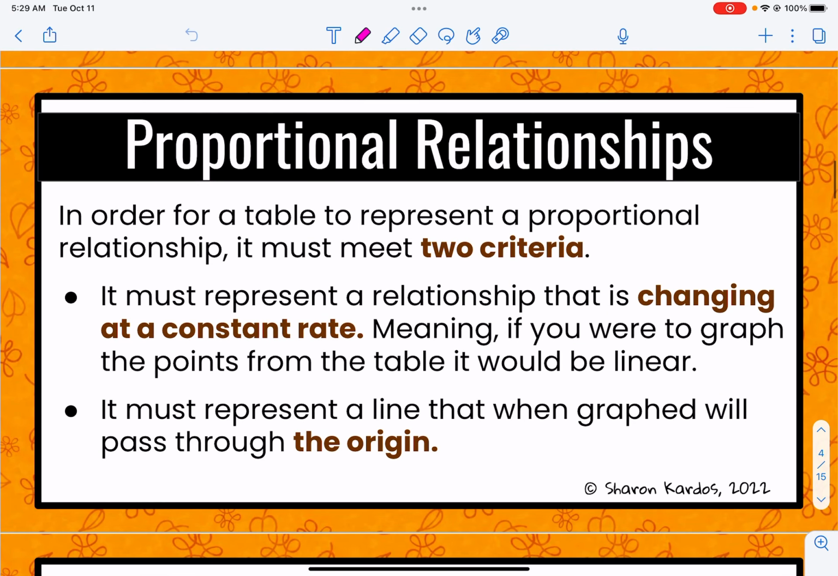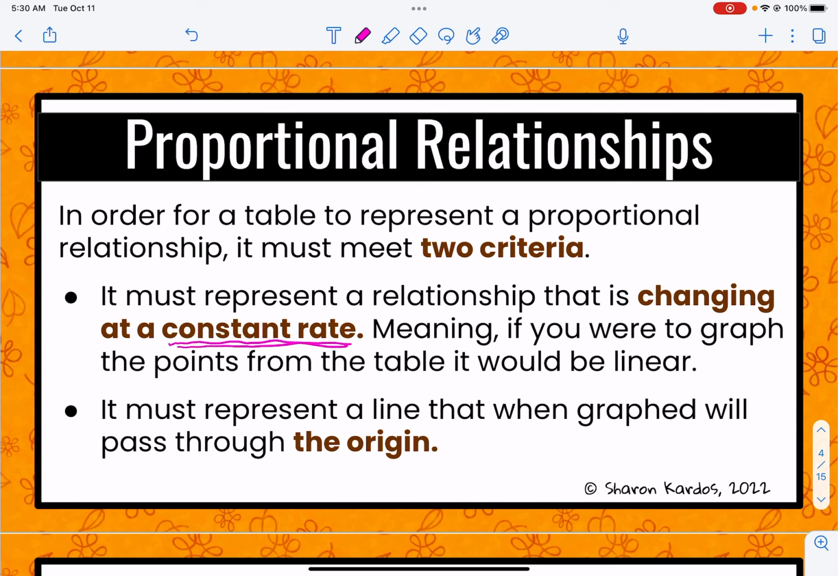So when we're talking about proportional relationships, in order for a table to represent a proportional relationship, it must meet two criteria. The first is that it must represent a relationship that is changing at a constant rate. So there's that word constant again. Constant of proportionality, constant rate. You can think of it like the same. Constant means something that's going to stay the same.